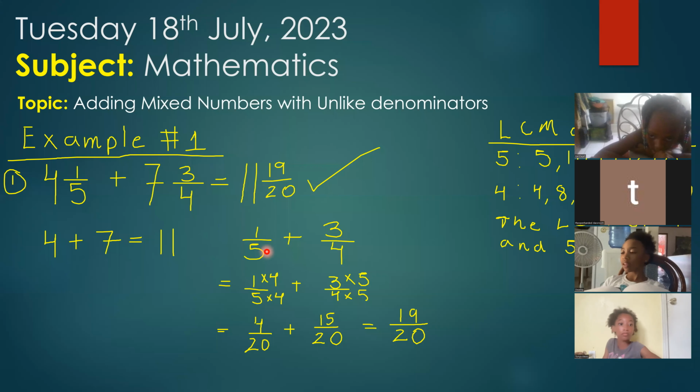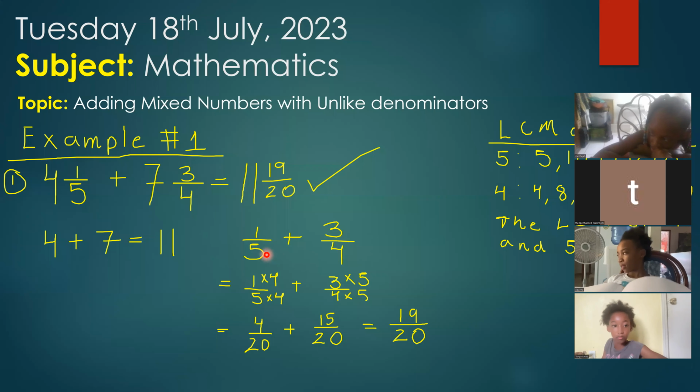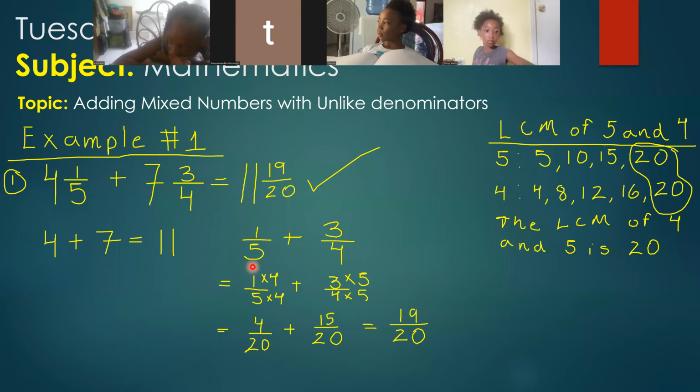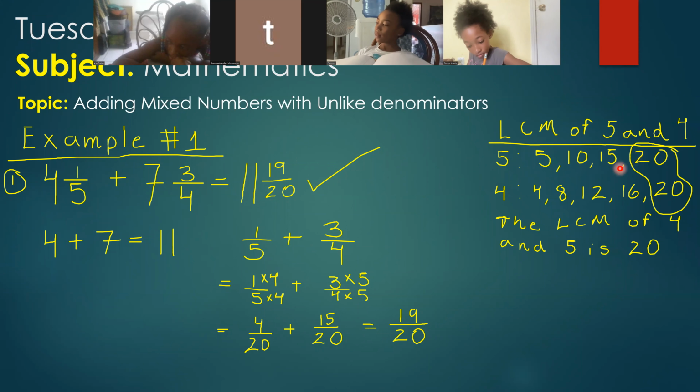But notice that they have different denominators. Since they have different denominators, you have to find the lowest common multiple of the numbers. We have 5 and 4. They are different denominators, so we must find the LCM. Multiples of 5: 5, 10, 15, 20. Multiples of 4: 4, 8, 12, 16, and 20. Clearly, 20 is the lowest common multiple of 5 and 4.